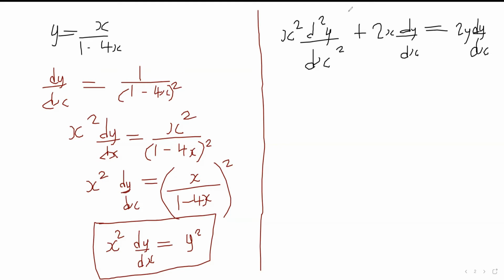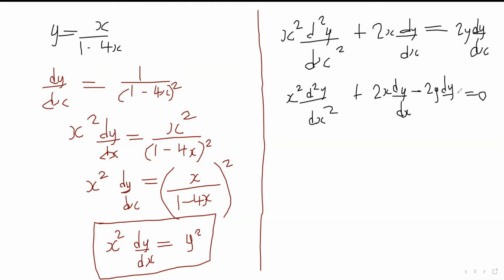Yes, sir. So then now, Marika, we just need to bring over this to make it equal 0, because there was an equal 0 over that side. So that's all. Bring over that part there. So writing this back now, we get x squared d2y by dx squared, then we have plus 2x dy by dx minus 2y dy by dx equals 0.